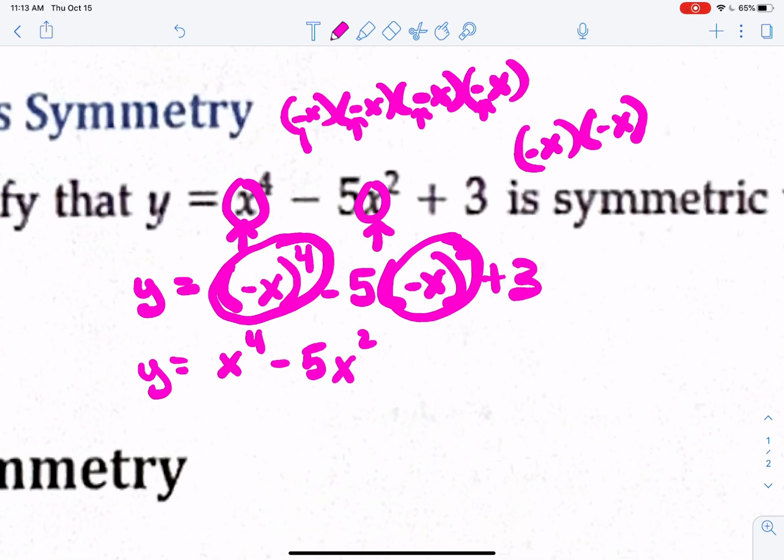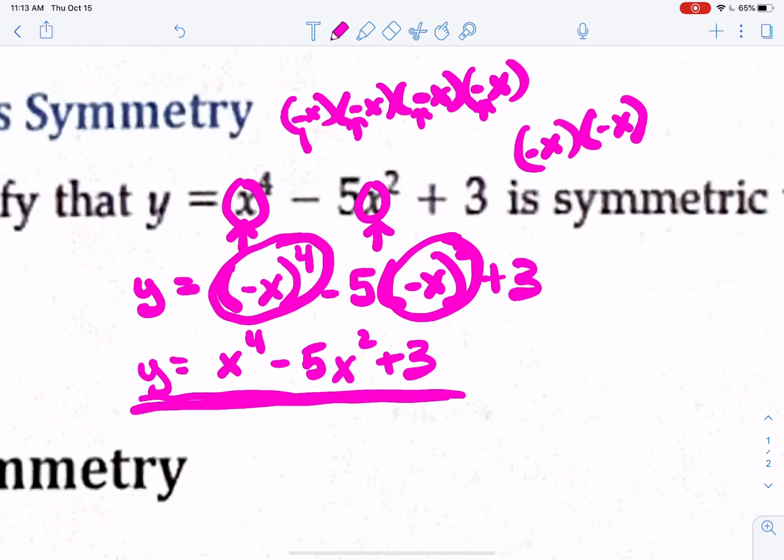If I'm going too fast, pause the video or rewind. You can always do that. Positive x squared plus 3, okay? So when all is said and done and everything is simplified, what comes out is a function looking like this. If I simplify all my negatives, it looks like that, okay?